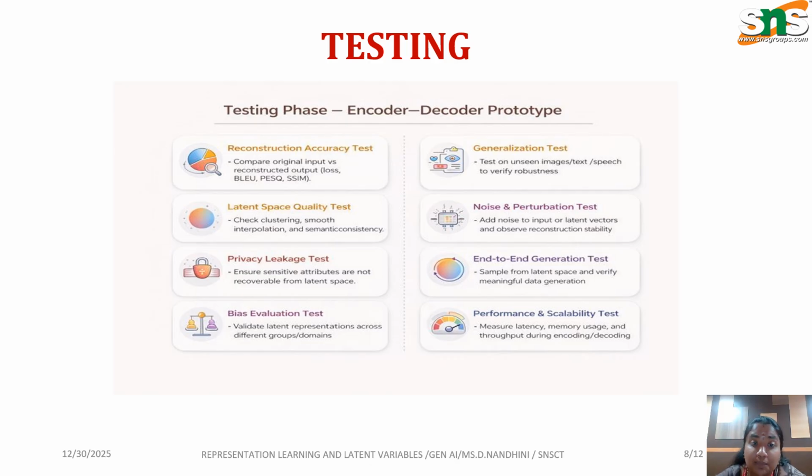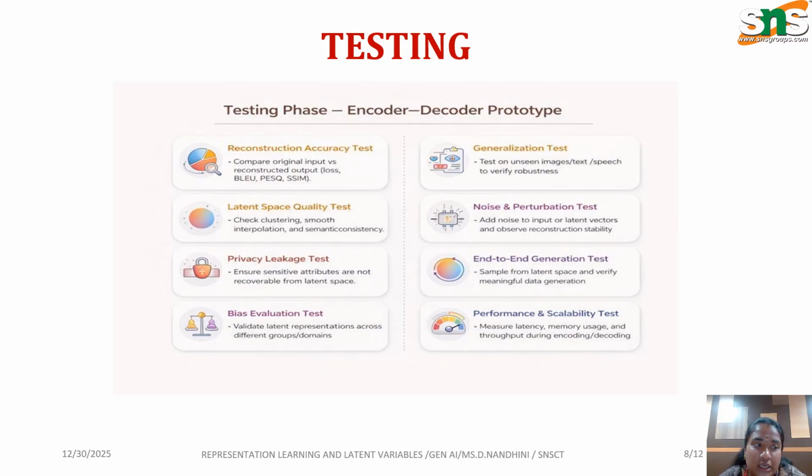In these models, these tests are used to compare the original input versus the reconstructed output, check the clustering and smooth interpolation, ensure the sensitive attributes are not recoverable, validate latent representation across different groups, and test on unseen images, text or speech. We add noise to input or latent vectors, sample from latent spaces and verify meaningful data generation, and measure the latency, memory usage and throughput during the encoding stages.